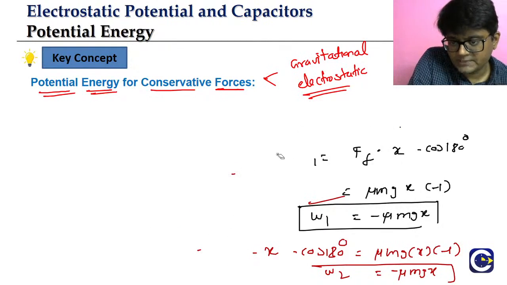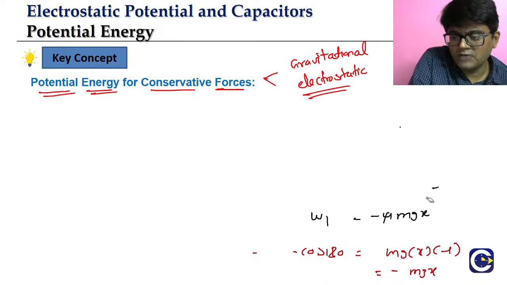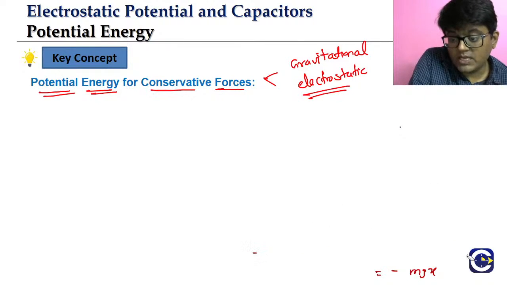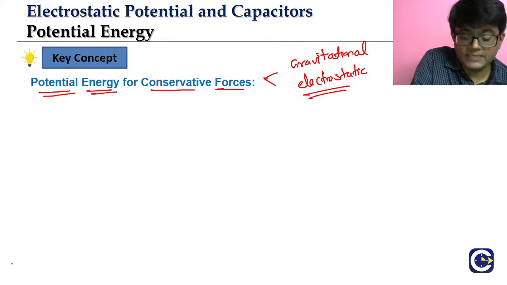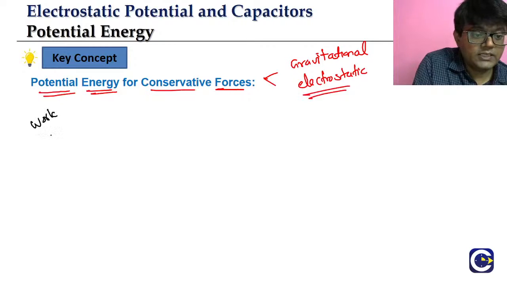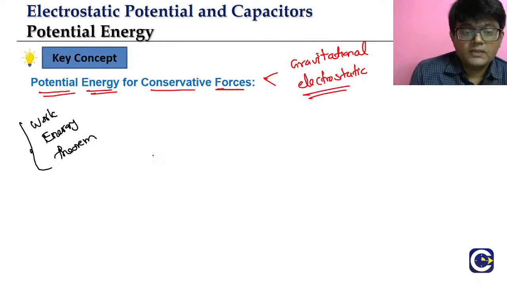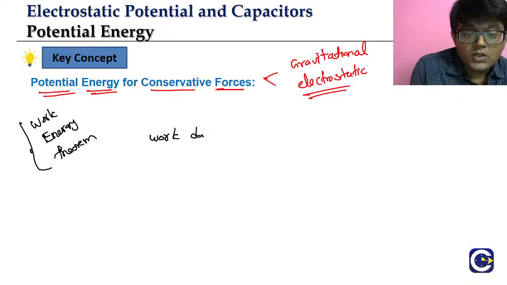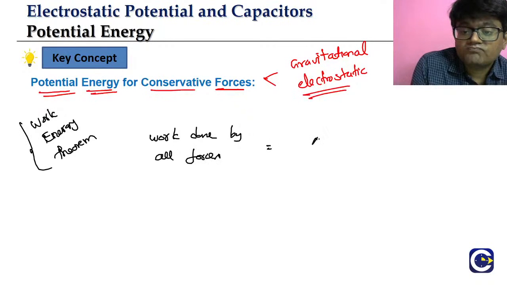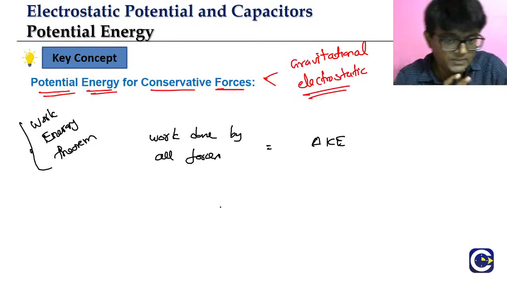So work energy theorem ஓட basic statement என்ன? If you have any object, the work done by all the forces, the object க்கு மேல there are many forces acting on that object வெச்சுக்கோங்க, then work done by all the forces is equal to change in kinetic energy of the object. Okay, so what is the work energy theorem? Basic statement: if you have any object, work done by all forces on that object is equal to what? Change in kinetic energy of the object. Okay, so this is the work energy theorem basic statement.